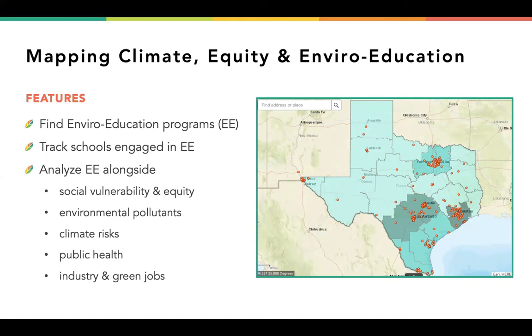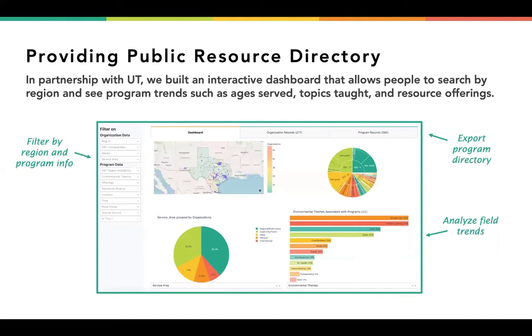But the map in general was ultimately really trying to help us make the case for how our type of education and programming relates to all these other issues of environmental justice and social justice, of health and jobs. And then second, we built out a dashboard and directory, and this is more internal facing.